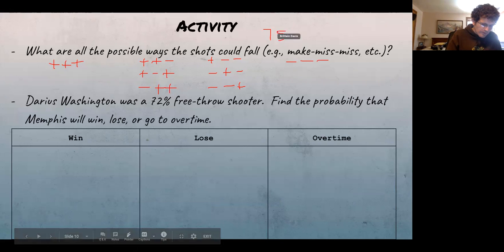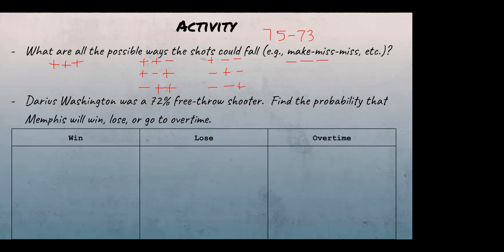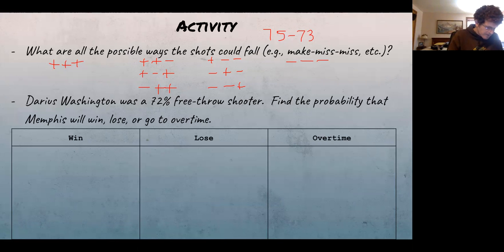So what is the condition that allows them to win? If he makes all three. That's the only way they win. So we can figure this out. It's a probability of 3 makes. So it's a probability of plus and plus and plus.